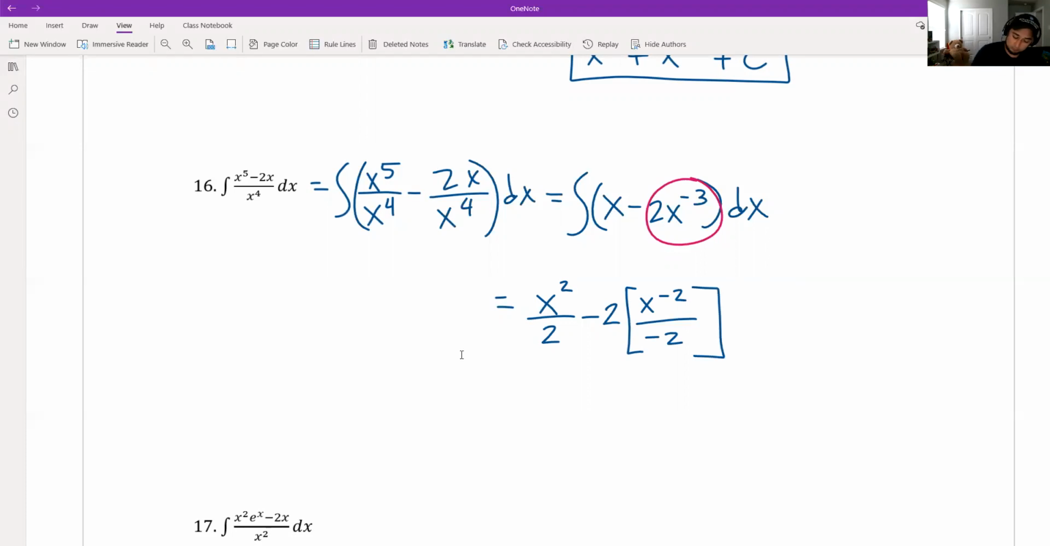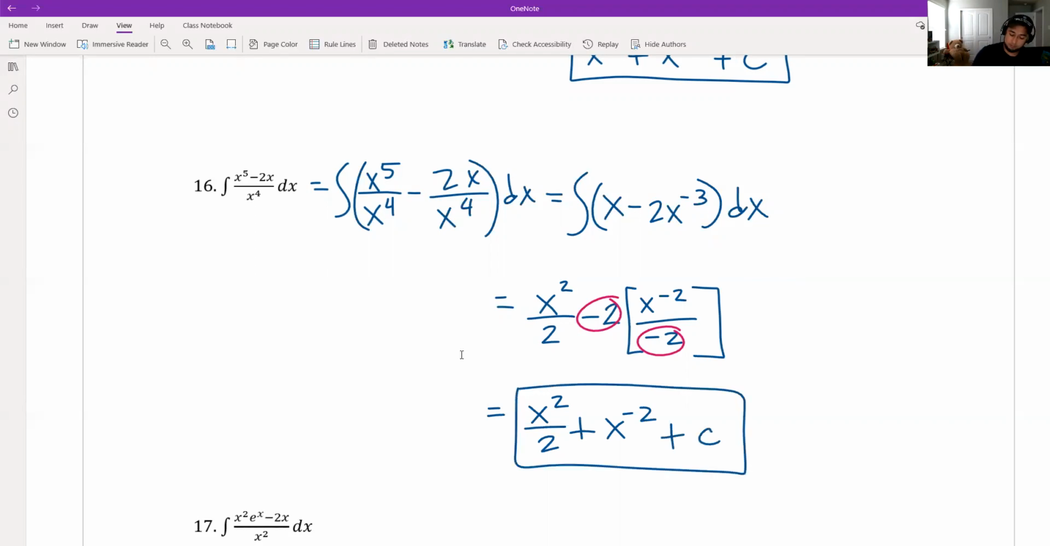Simplify. This remains x squared over 2. All right, so what happens here now is that this negative 2 over that negative 2, they cancel and make positive. X to the negative 2. We are done. Plus C. Okay, there it is, guys. Again. Number 17.